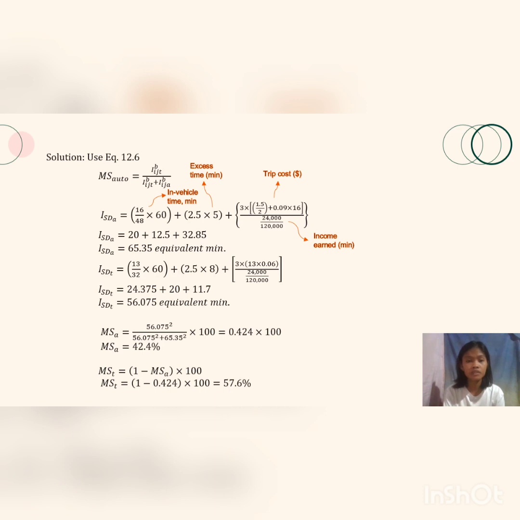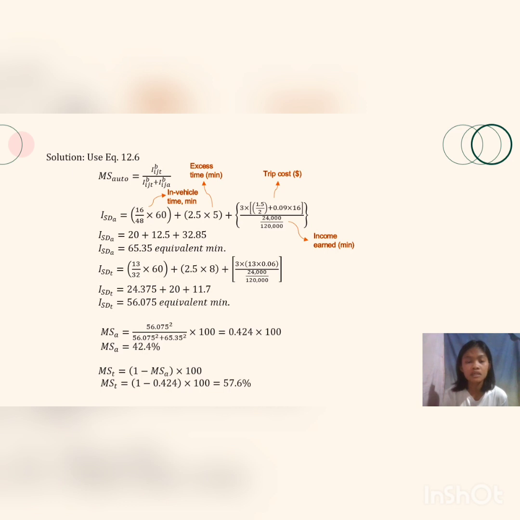Here's the solution. We use equation 12.6, mode share sub auto. So first we use the auto. Then the impedance of suburban to downtown in auto: 16 over 48 times 60. Why do we need to multiply 16 over 48 by 60? Because we need to get the minutes. Plus 2.5 times 5, where 5 is the excess time of auto. Then plus 3 times 1.5 over 2 plus 0.09 times 16, so 0.75 plus 1.44 is the trip cost, where 16 is the distance.